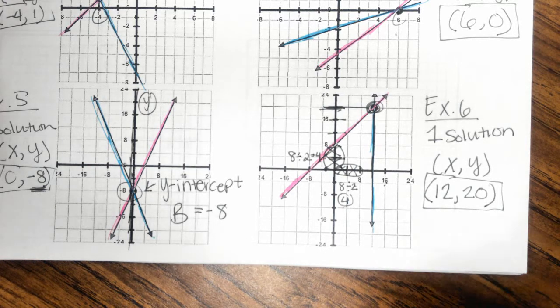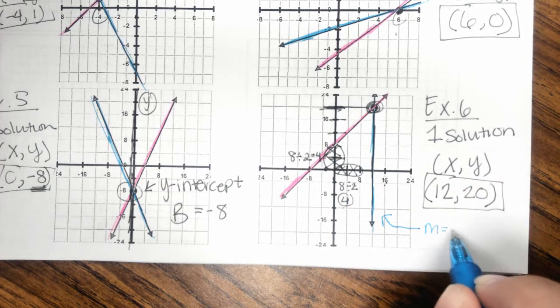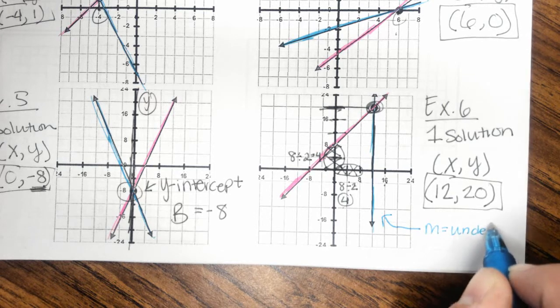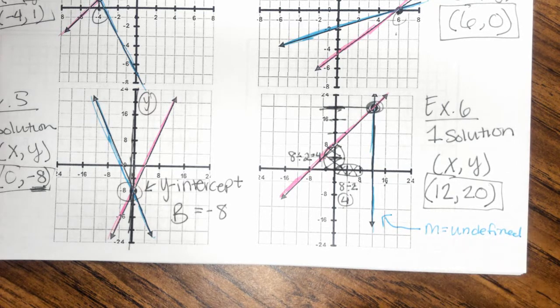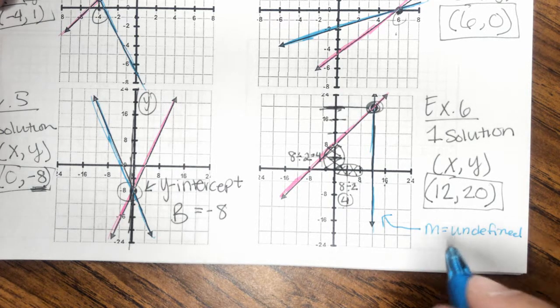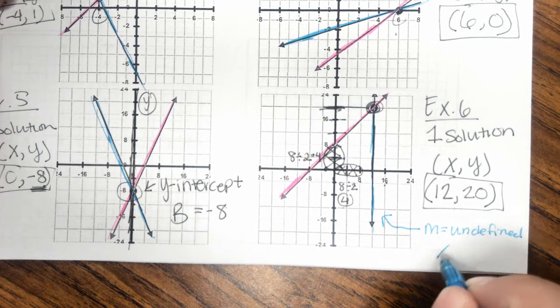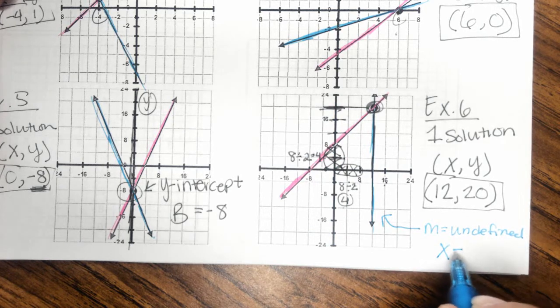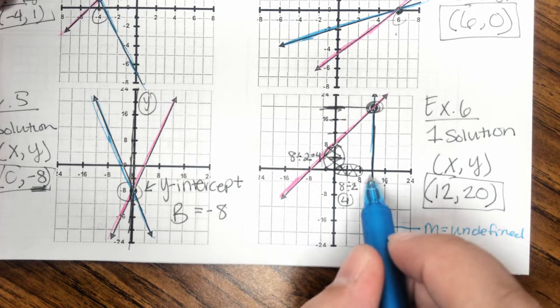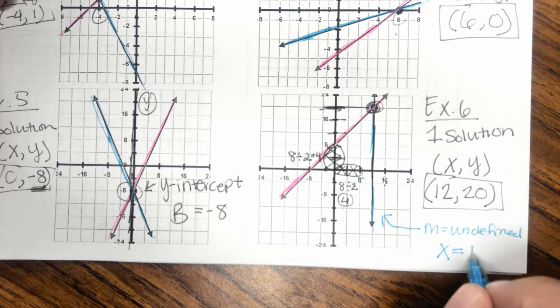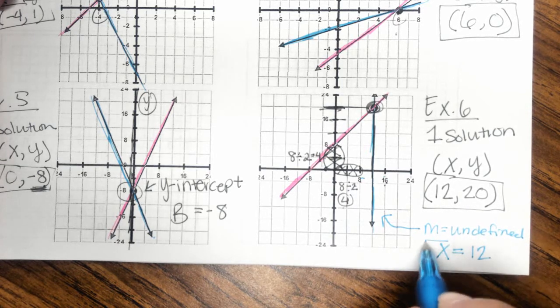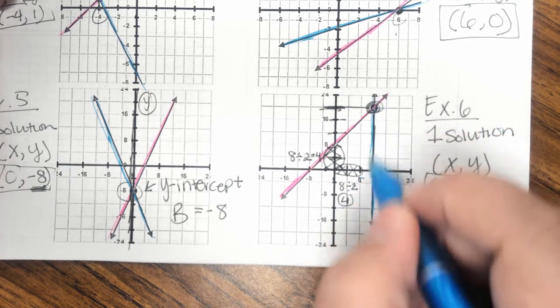I want to point out that the blue line has an undefined slope. If you were to write an equation for that line, it wouldn't be a linear equation because undefined slopes cannot be linear. You'd have x is equal to a number. That number is 12, so x is always equal to 12. That would be the equation of the blue line.